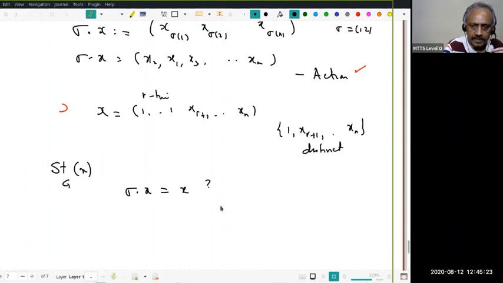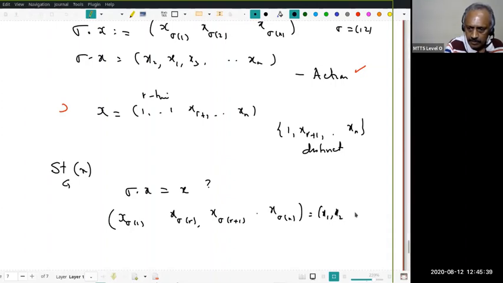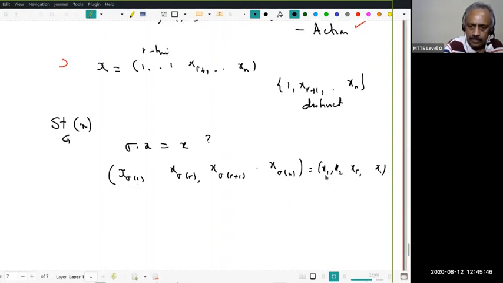Now sigma dot x will be x sigma 1 through x sigma r, and after that x sigma r plus 1, etc., up to x sigma n. This should be equal to x1, x2, xr, xn. When are they equal? If and only if sigma 1 equal to, remember, these are all 1, 1, 1, r times, after that xr plus 1.